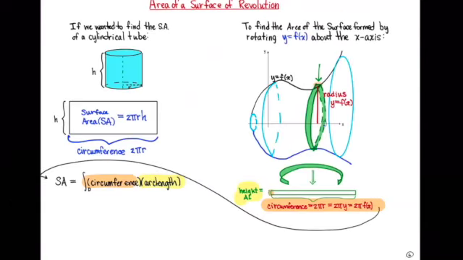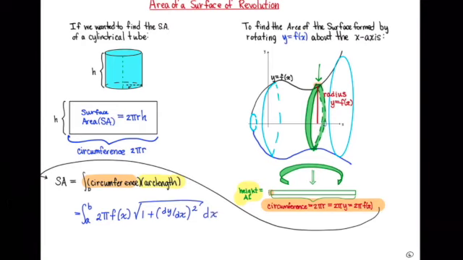I better write it out for you. It's the integral from A to B of 2 pi r, and here our r is going to be f of x, times the arc length, the square root of 1 plus dy dx, quantity squared, dx, and this is in terms of our x variable.